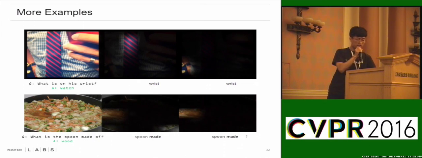At the top, it initially just attends to the salient part in the image, but after it focuses on the keyword list, it moves the attention to the right place where it can find the answer. At the bottom, by focusing on the keywords spoon and made, it successfully figures out the spoon is made of wood.